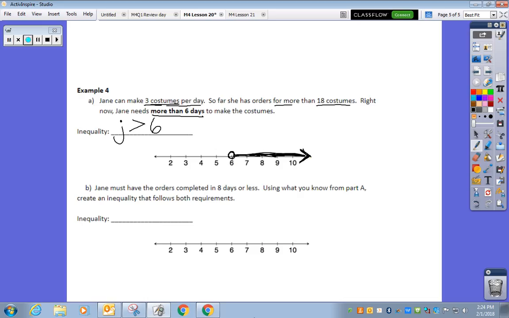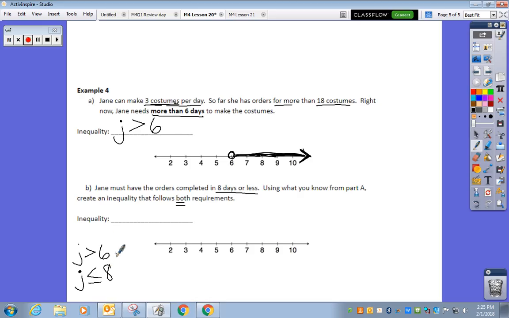In letter B, it says Jane must have the orders completed in 8 days or less. Using what you know from part A, create an inequality that follows both requirements. So I want both here. So I know that Jane can do greater than 6 days, more than 6 days, but Jane also has to complete it in 8 days or less. So that would mean 8 days would be included because it could possibly be done in 8 days or less. So that's less than or equal to 8.